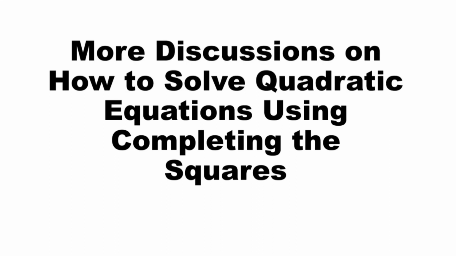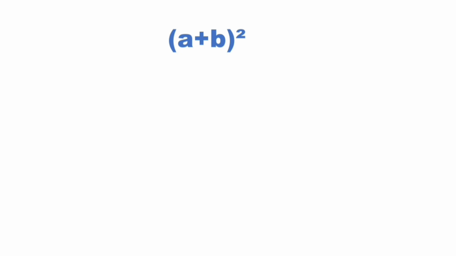Today, we are going to have more discussions on how to solve quadratic equations using completing the square. First, let's have the expansion of a binomial square, (a plus b) squared. This is equal to a squared plus 2ab plus b squared.